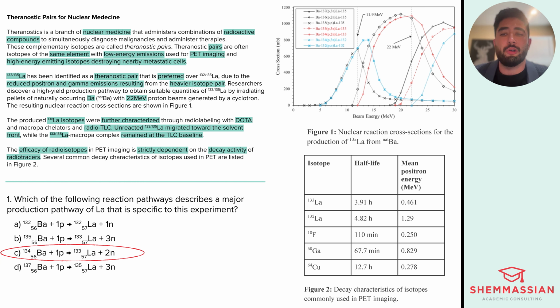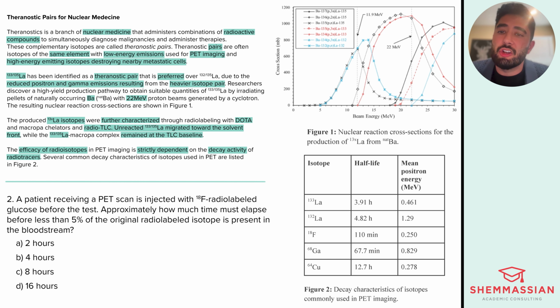So let's jump into question number 2 now, and it states that a patient receiving a PET scan is injected with 18 fluoride radioactive glucose before the test. Approximately how much time must elapse before less than 5% of the original radio-labeled isotope is present in the bloodstream? And so with this question, you can see that it's talking about an amount of the original radio-labeled isotope that would remain present. And so when you get information like that, that sounds a lot like half-lives.